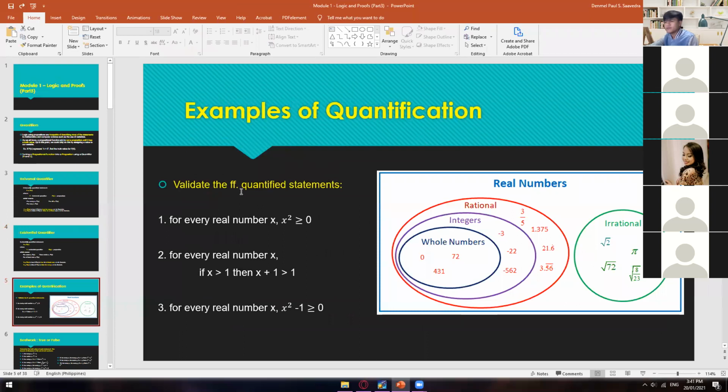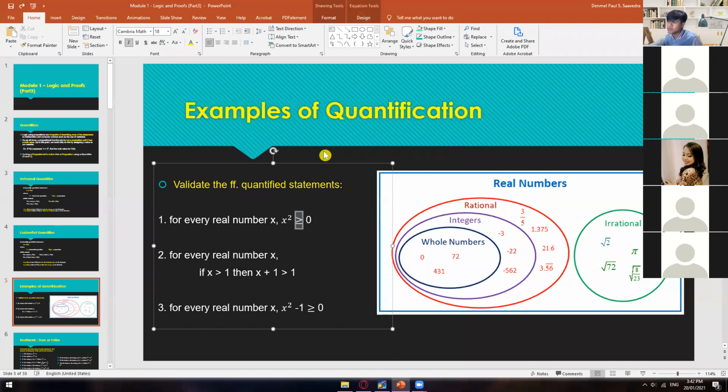Okay, so we have examples here for quantification. Validate the following quantified statements. Number one: for every real number x, x squared is greater than or equal to 0. So this one is saying that it is universally true. Is this true or false, for every real number x? Just to remind you what a real number is, it's any number that you can think of. It could be rational, integers, whole numbers, or even irrational numbers. That is under real numbers. Is this true or false?